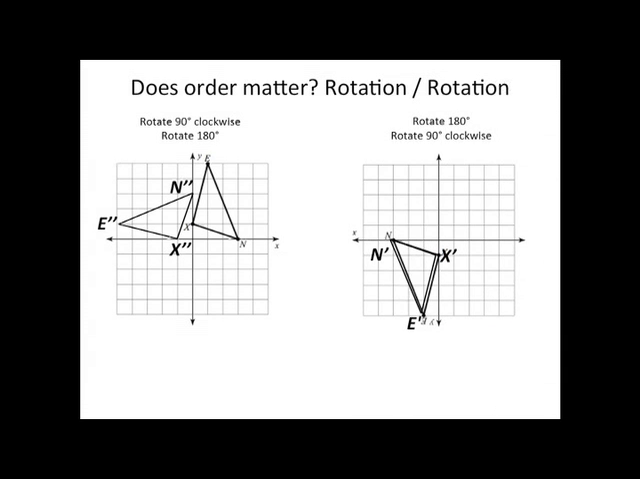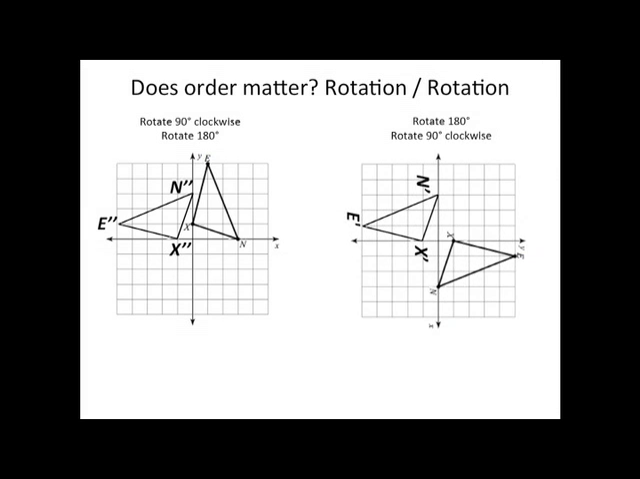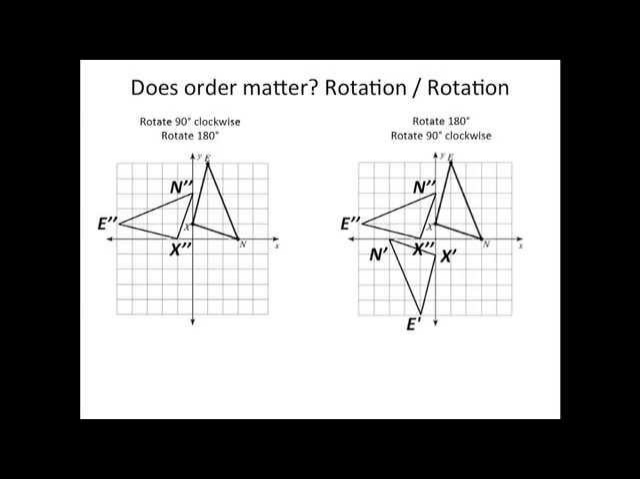In the example on the right, we're going to start with a 180-degree rotation, mark our points, pull the paper back. Now take that second triangle and rotate it 90 degrees clockwise, mark our points, put our triangle back, get rid of the intermediate steps, and you can see that indeed those are exactly the same.